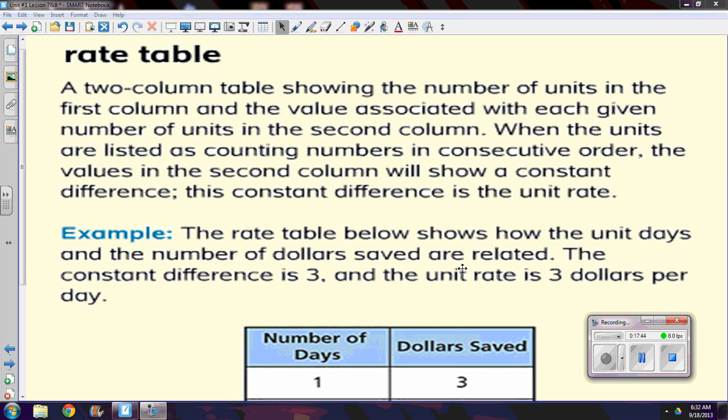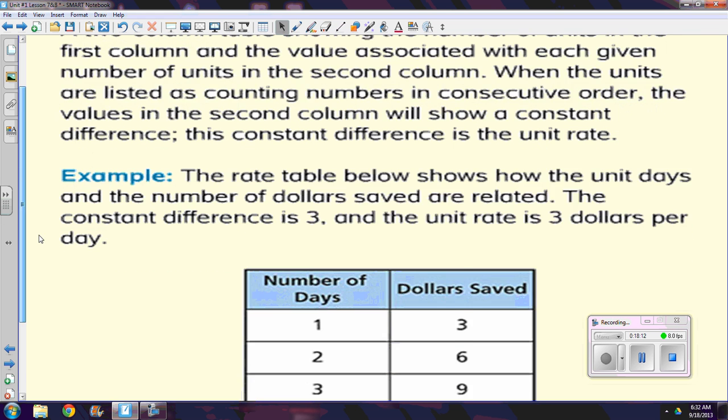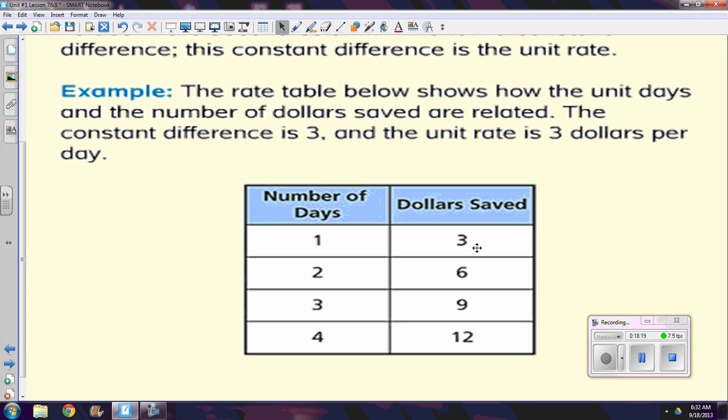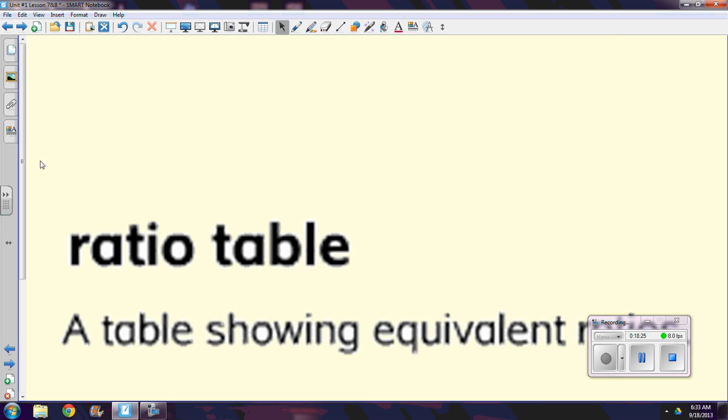By definition, a rate table is a 2-column table showing the numbers of units in the first column and the value associated with each given number of units in the second column. When the units are listed as counting numbers in consecutive order, the values in the second column will show a constant difference. This constant difference is the unit rate. Example, the rate table below shows how the unit days and the numbers of dollars saved are related. The constant difference is 3, and the unit rate is $3 per day. So this rate table is just showing a constant rate: number of days 1, dollars saved 3. So if you had 2 days, 6, 3 days, 9, 4, and 12.